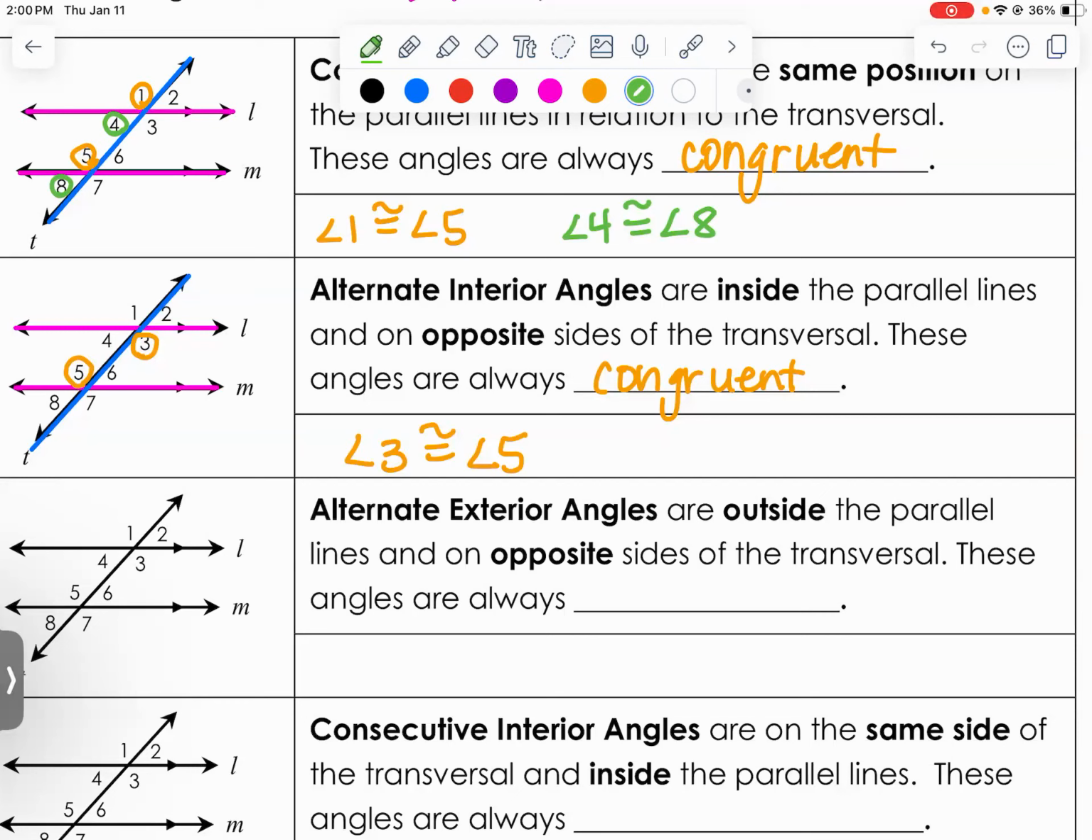Okay. So Noah kind of jumped the gun there. 4 and 6 are alternate interior angles because they're inside and they're across from each other.